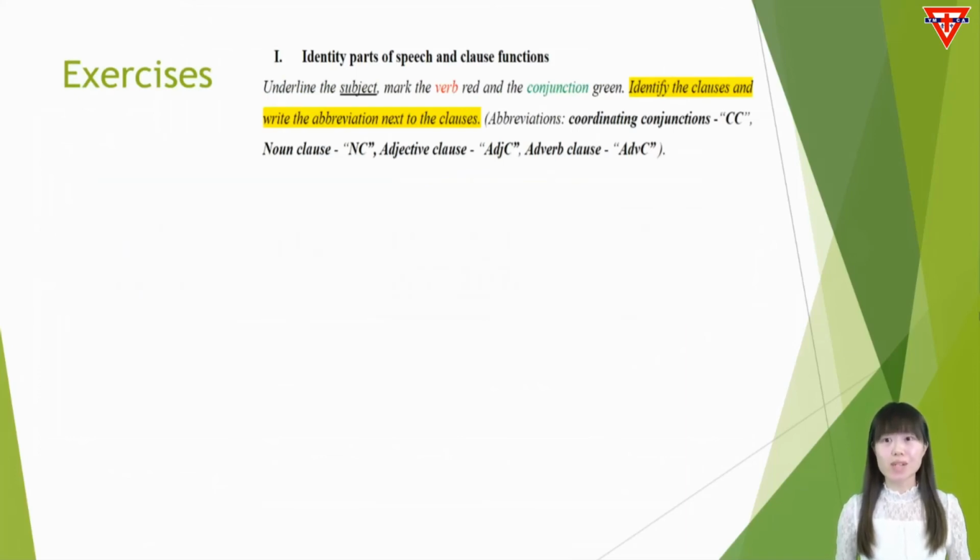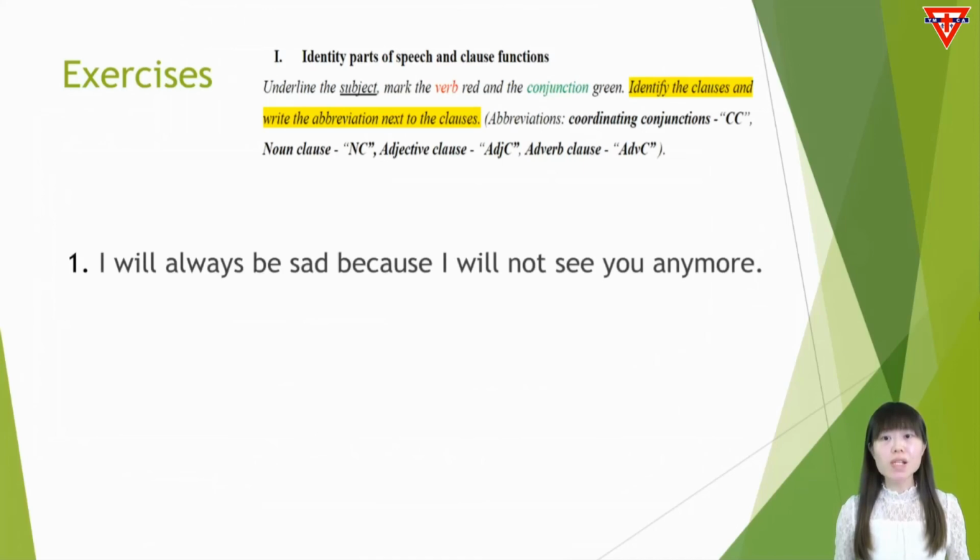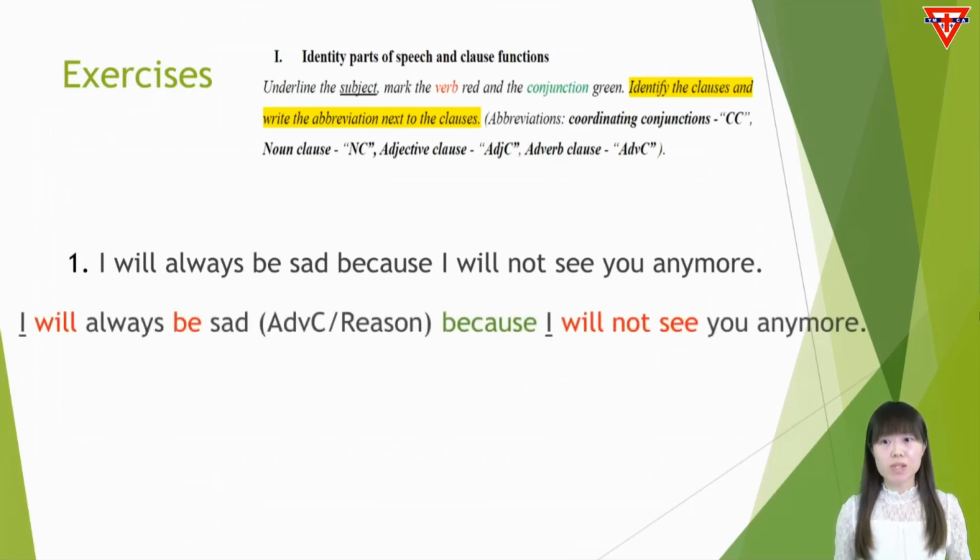Exercises. Task 1. Identify parts of speech and clause functions. You have to underline the subject, mark the verb red and the conjunction green. You also need to identify the clauses and write the abbreviation next to the clauses. For example, question 1. I will always be sad because I will not see you anymore. Both I's are the subjects. "Will be" and "will not see" are the verbs, and because is the conjunction. "Because I will not see you anymore" is an adverb clause of reason, so write advc/reason next to it.